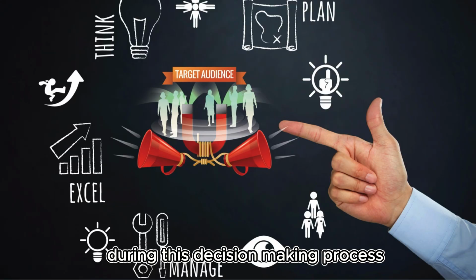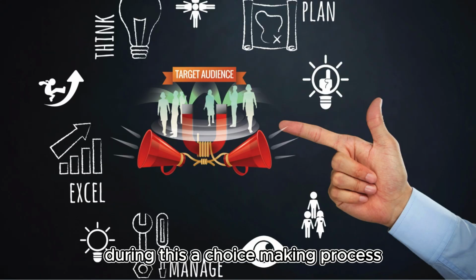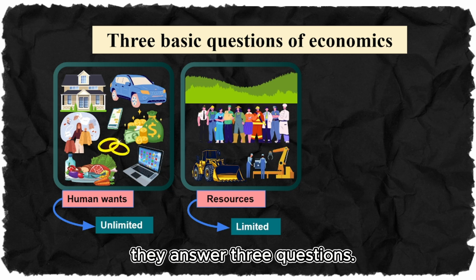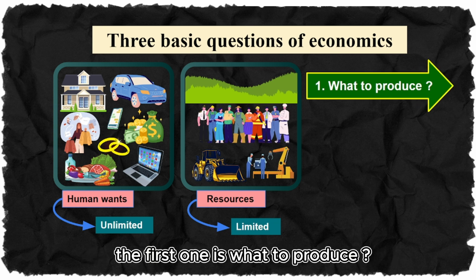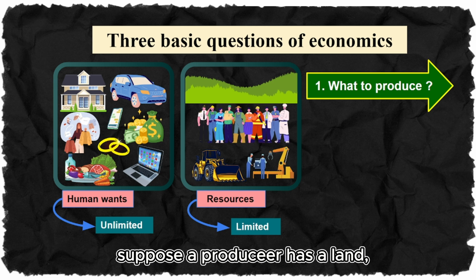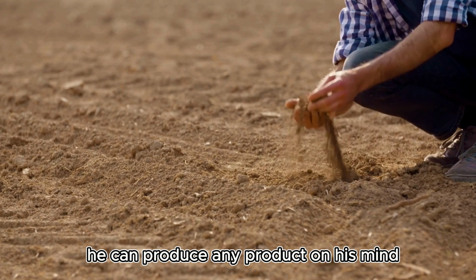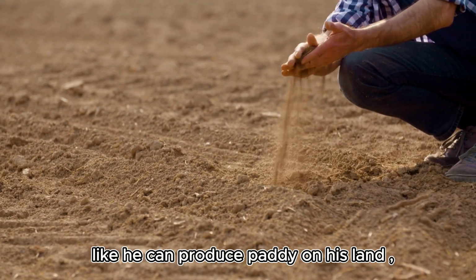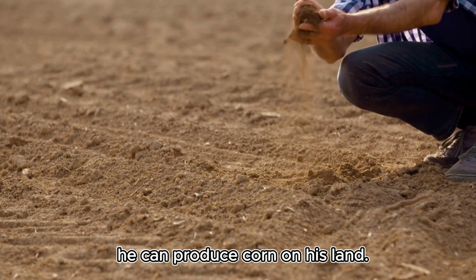During this decision making process, during this choice making process, they answer three questions. Let us understand these three questions. The very first one is what to produce. Suppose a producer has a land. He can produce any product on his mind, like he can produce paddy on his land, he can produce wheat on his land, he can produce corn in his land.